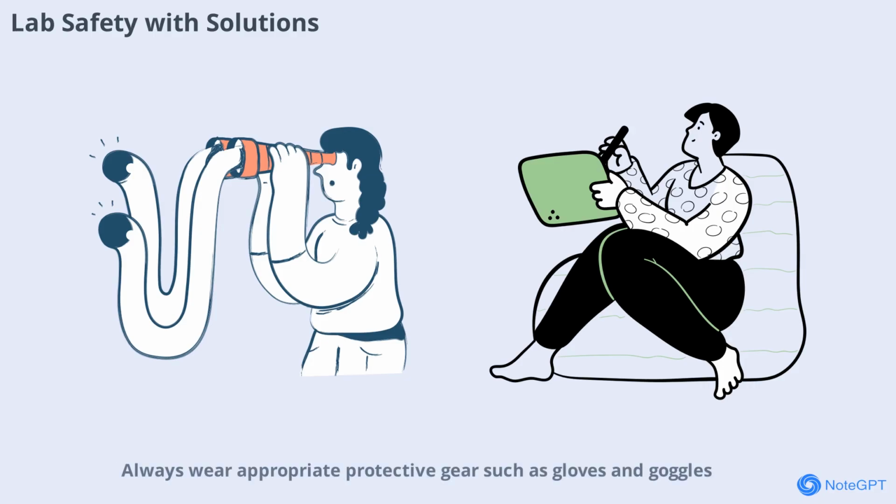Always wear appropriate protective gear such as gloves and goggles, work in a well-ventilated area, and be cautious when handling concentrated acids or bases. Dispose of chemical waste properly and follow your lab's safety protocols.